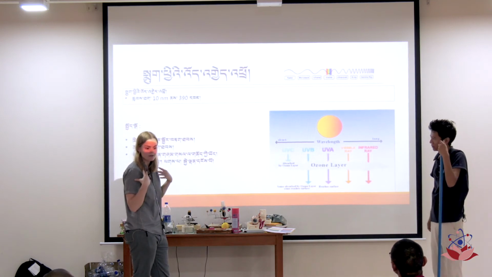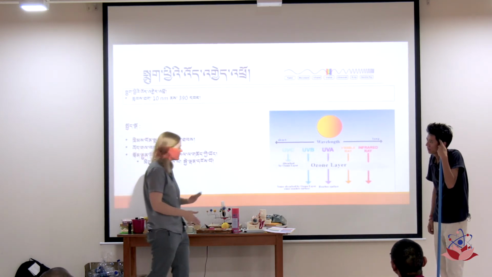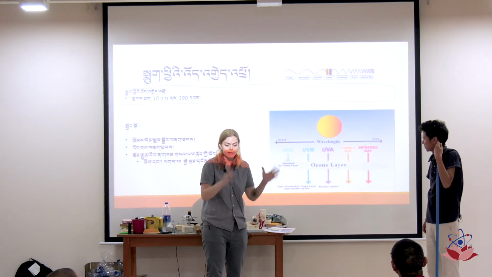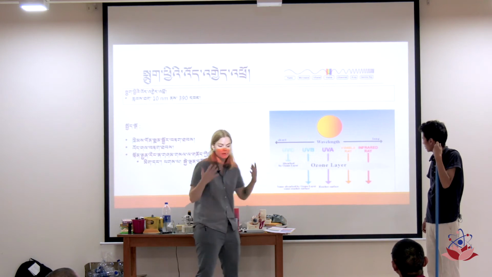And so it doesn't come down to hit us. But ultraviolet radiation is not quite high enough energy to be blocked by the atmosphere, but it's higher than visible light, and so it can actually do some damage to our cells.